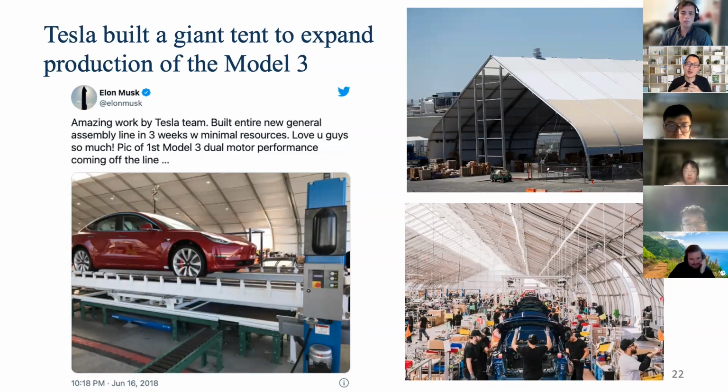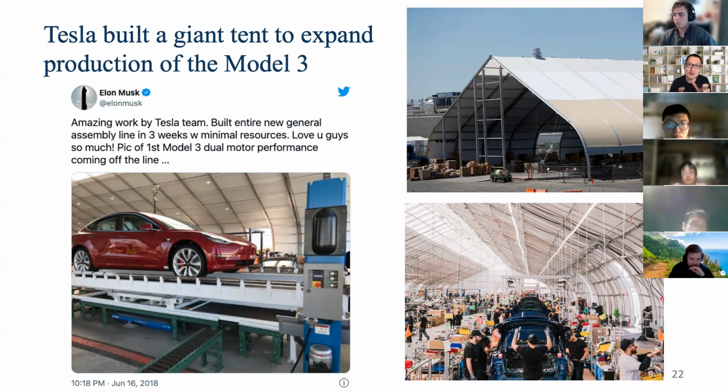And another example that I want to show you is what Tesla did, I think in 2018, right? So they had high demand for this new model, but their production was lagging behind. So what Elon Musk did was to construct a very huge tent, with the area of 2 soccer fields, I think.